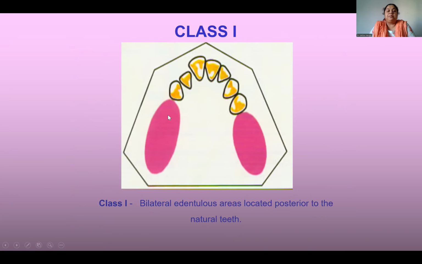Bilateral. Can you see the pink color? That is the edentulous area. Bilateral means both sides. Bilateral edentulous areas located posterior to the natural teeth. See, these are the teeth you can see, and these are the bilateral areas which are located posterior to them. So easy. This is the diagram you are supposed to draw, and it is compulsory to draw.